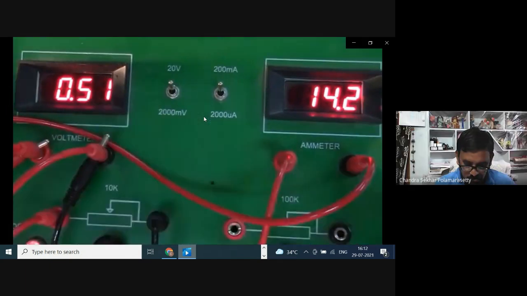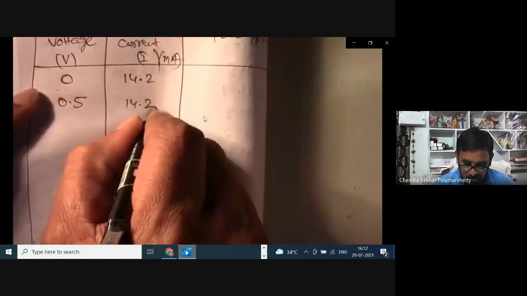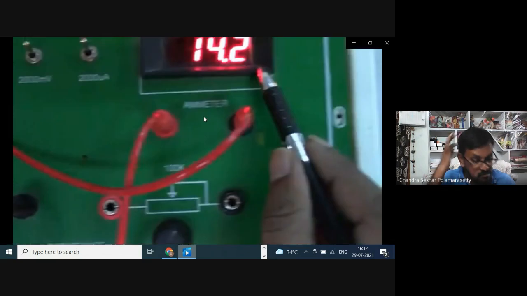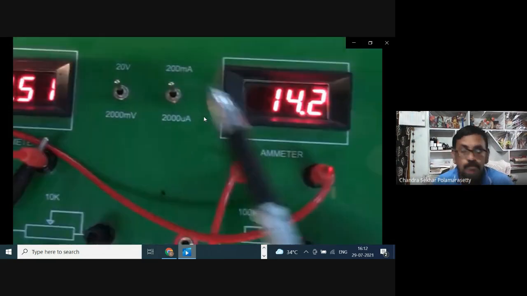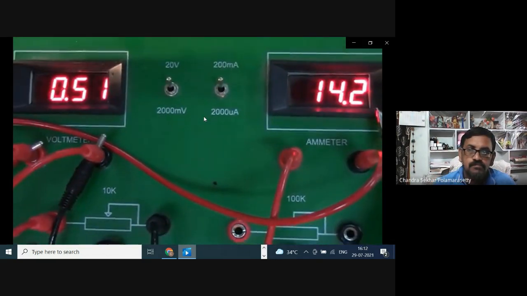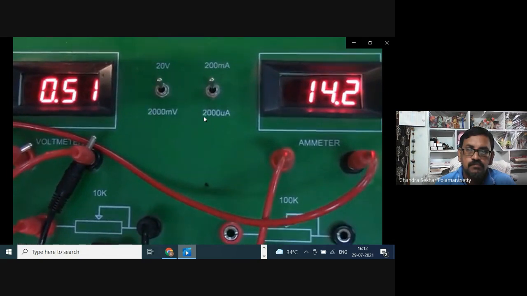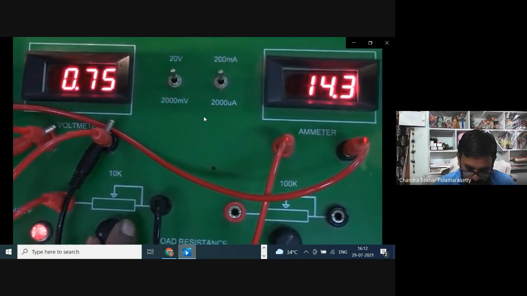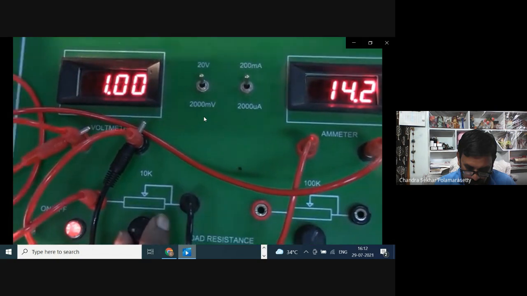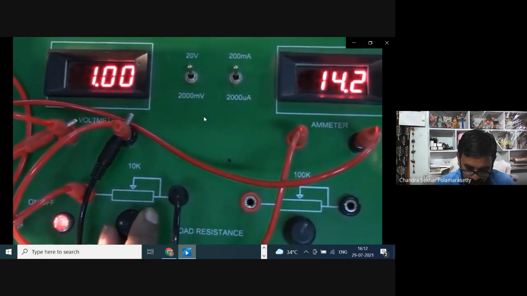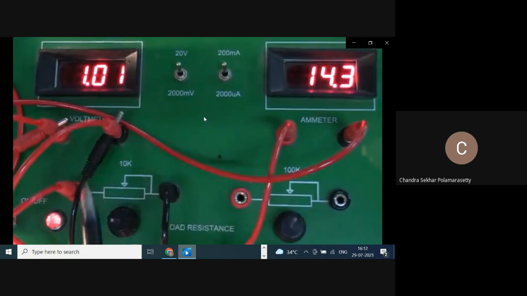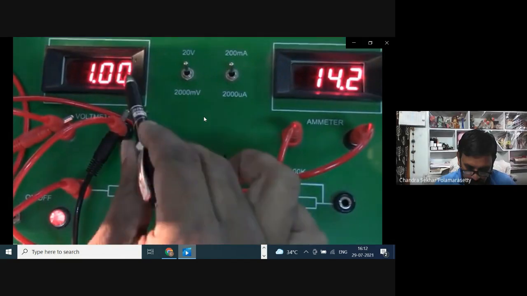Correspondingly, you see the voltage value decreases. At a particular distance, it will become 0. Yes, students, here it is. Here, I adjusted the distance between the source and solar panel in such a way that the voltmeter reading is 0. Students, how to take the readings? Yes, let me show.